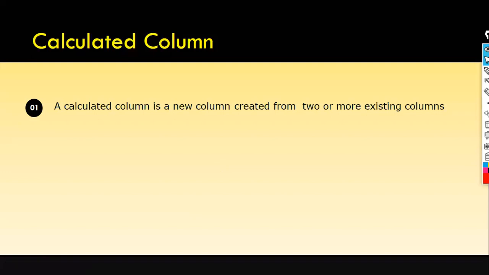A calculated column is an extension of your table. That means, let's say your table has 10 columns with all the raw data, and you need to create some additional columns along with the existing columns in your table. In that kind of situation, the calculated column is very helpful. It gets evaluated row by row.